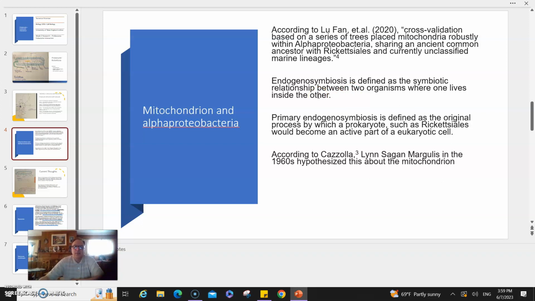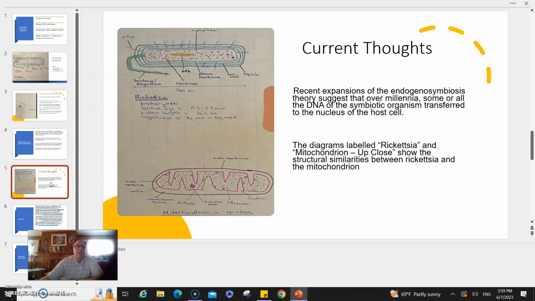Primary endosymbiosis is defined as the original process by which a prokaryote, such as potentially one of the ancestors to Rickettsia, would become an active part of the eukaryotic cell. While this is still being somewhat approved and believed today, according to Cazzola, Lynn Sagan Margulis in the 1960s hypothesized this potential about where the mitochondrion came from in the eukaryotic cell.